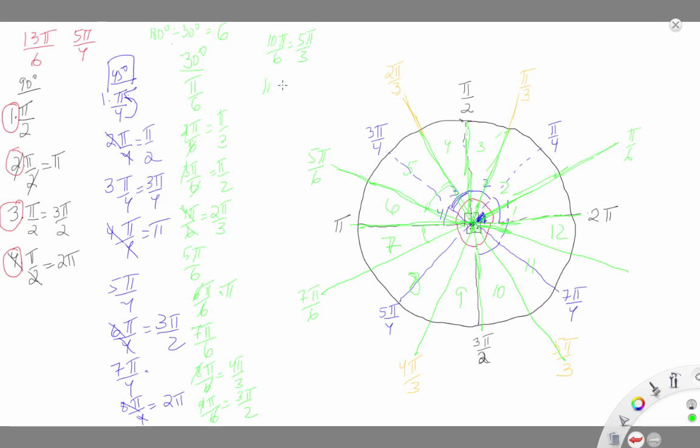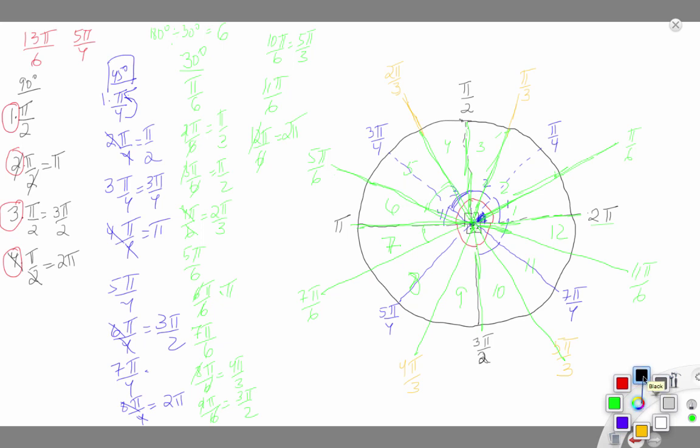Now I have 11 times pi over 6. I cannot simplify it. And finally, I reached the end of my pizza. I have 12 pi over 6, which simplified goes back to 2 pi, which is what I already have over here. This looks like a very messy picture, but there's logic to it.